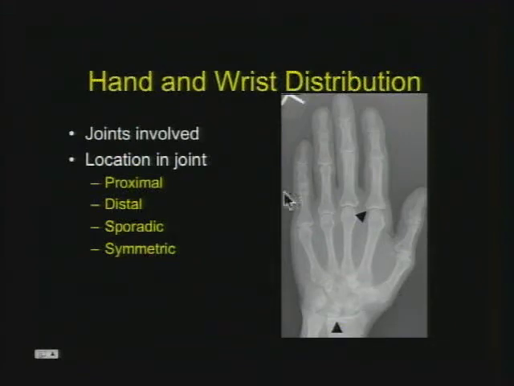Is it involving the PIPs or DIPs? Then we sort of shift gears and think about something else, especially if it's isolated. So let's go through that. Some of these may be sporadic, like psoriatic, may just involve a couple different joints. Some of them are bilateral and symmetric. We all know rheumatoid can do that.